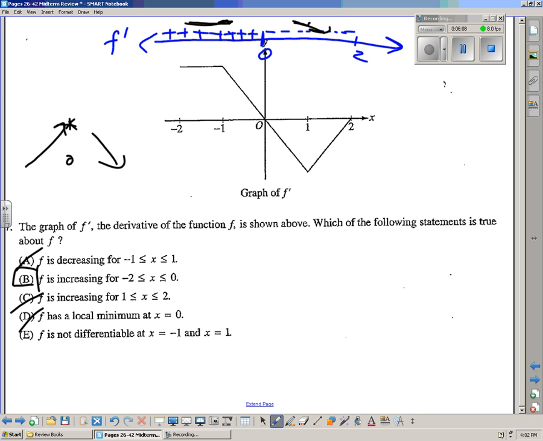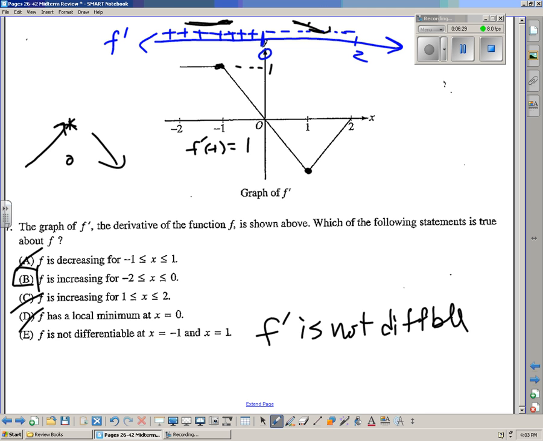And f not being differentiable, well, that's not true. F prime is not differentiable. That's because this graph has a corner, so its derivative does not exist. But the fact that f prime of -1 is some value, say 1, for example, means that the original function is differentiable at -1 and at 1. So don't get tricked by that.